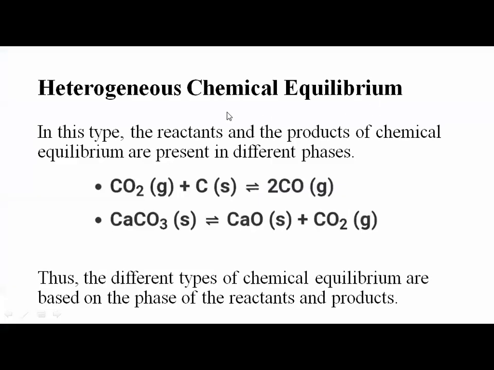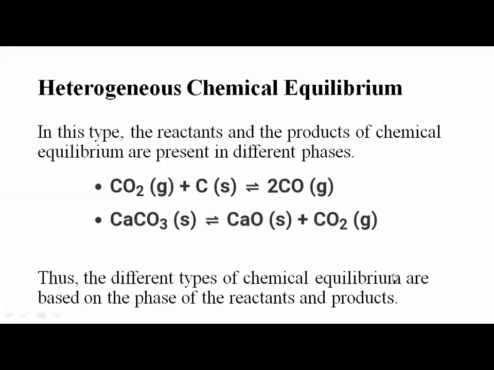So, heterogeneous chemical equilibrium. The reactants and products of the chemical equilibrium are present in what? They are present in different phases. When they are present in different phases, we call it heterogeneous chemical equilibrium. So, see examples. CO2 plus C gives 2CO: gas, solid, and carbon monoxide gas. Calcium carbonate decomposition: solid, gas. So they are in different phases.